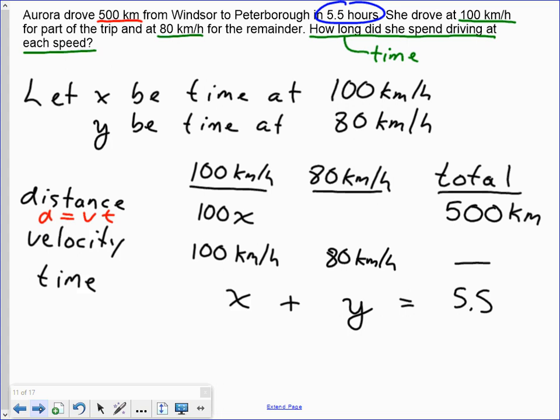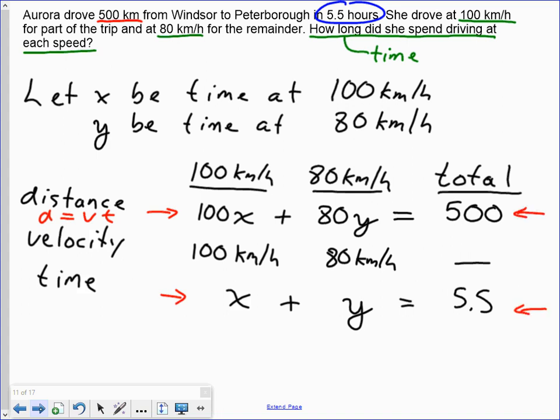Same kind of thing for the 80 kilometers per hour. Distance again is velocity times time. The velocity is 80 kilometers per hour. The time is y hours. So she travels a distance of 80y. This gives us the second equation that we're going to work with. Because if I just take off these kilometers here, we can see that 100x plus 80y must add up to 500. So our system that we're going to solve are these equations right here.